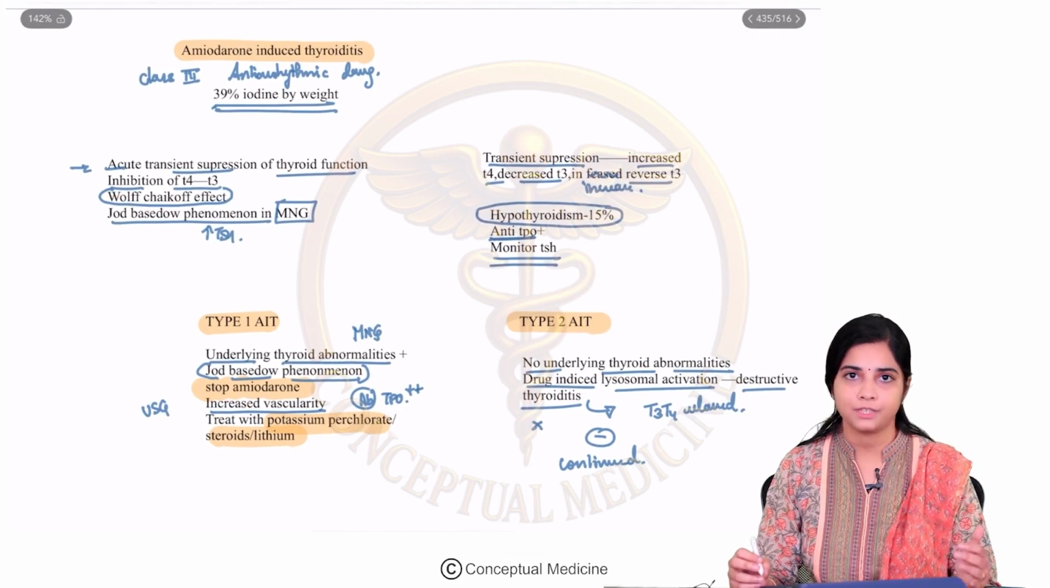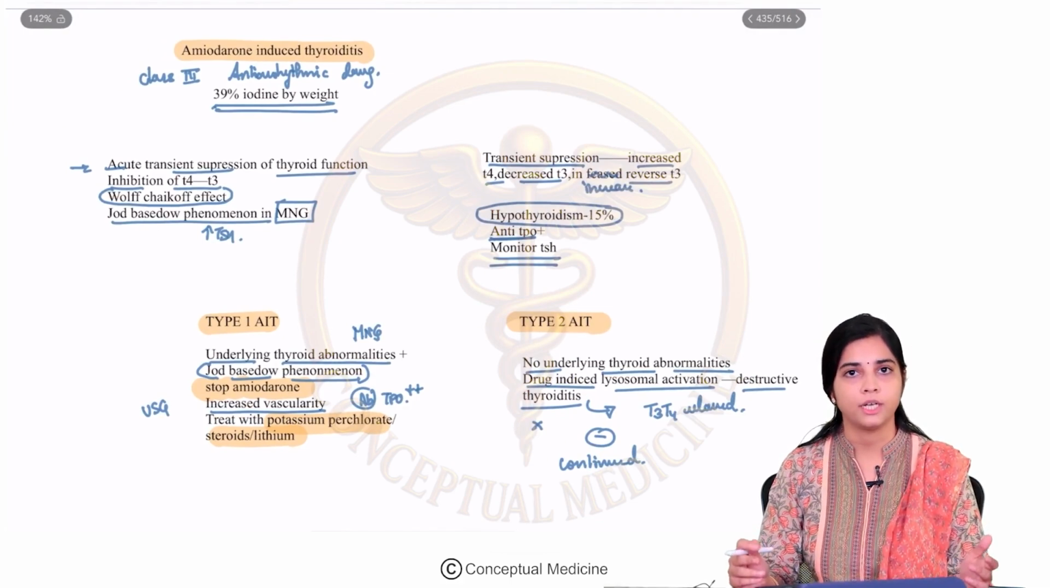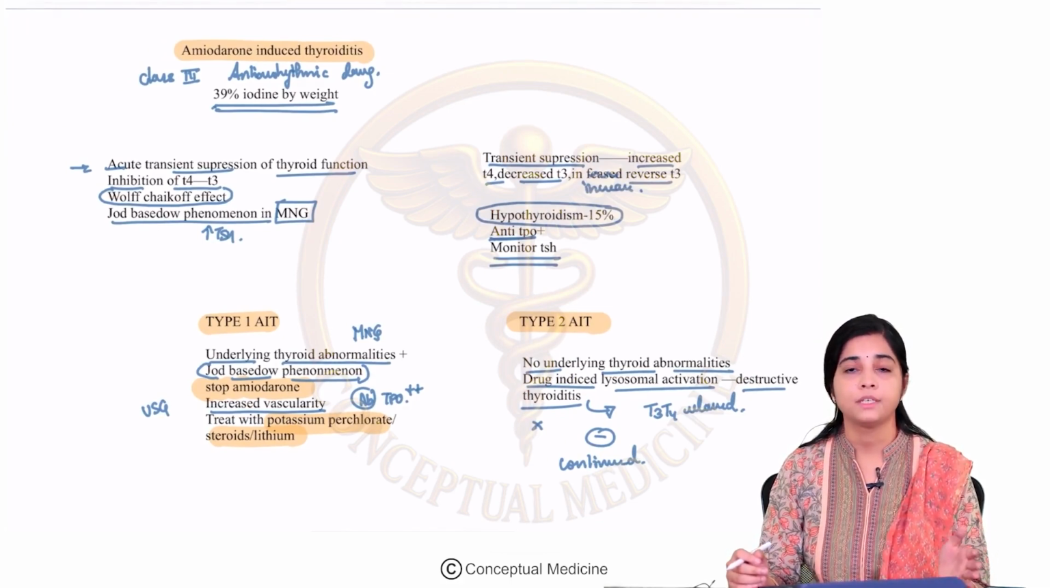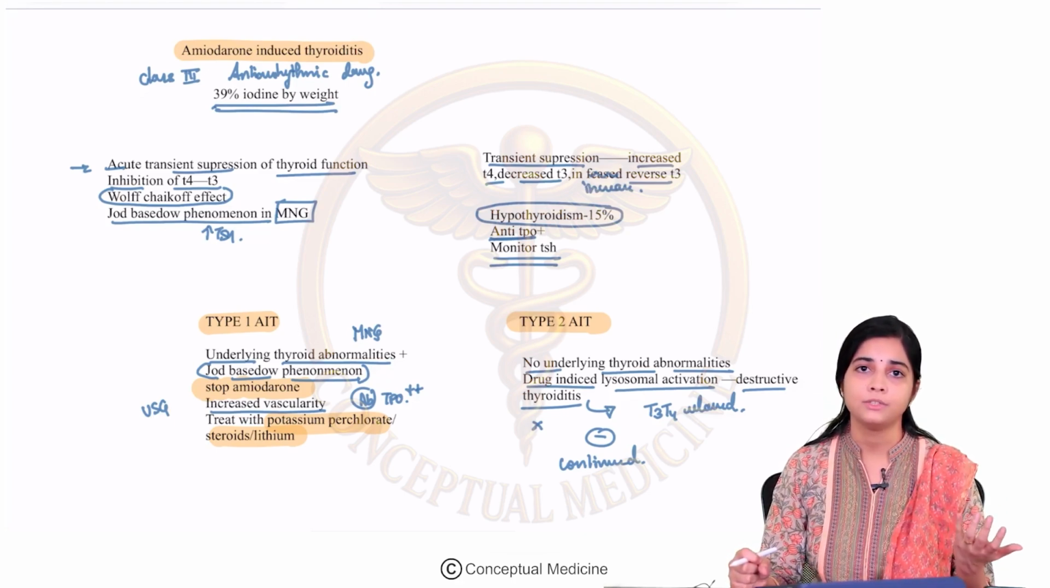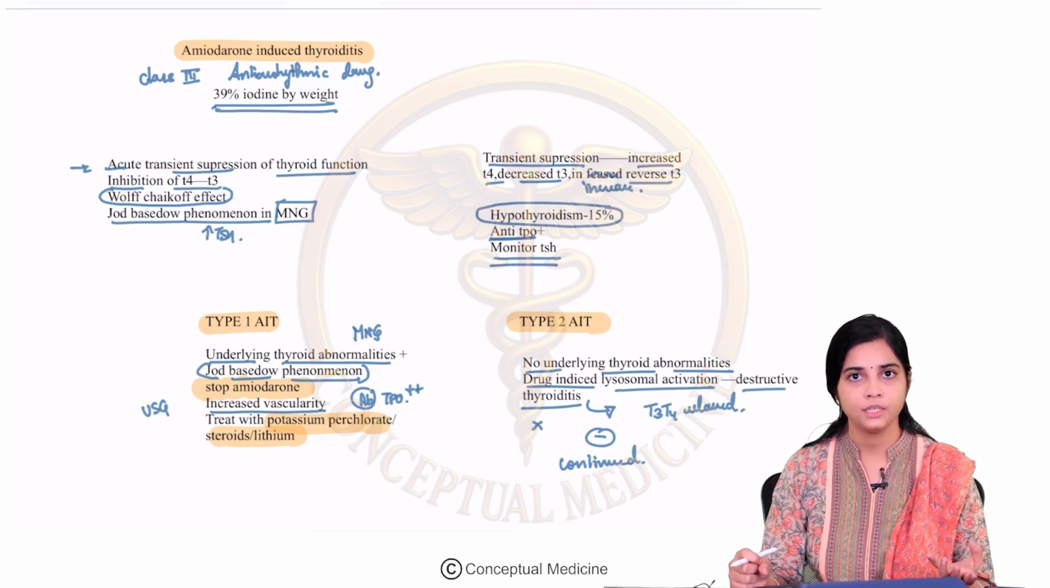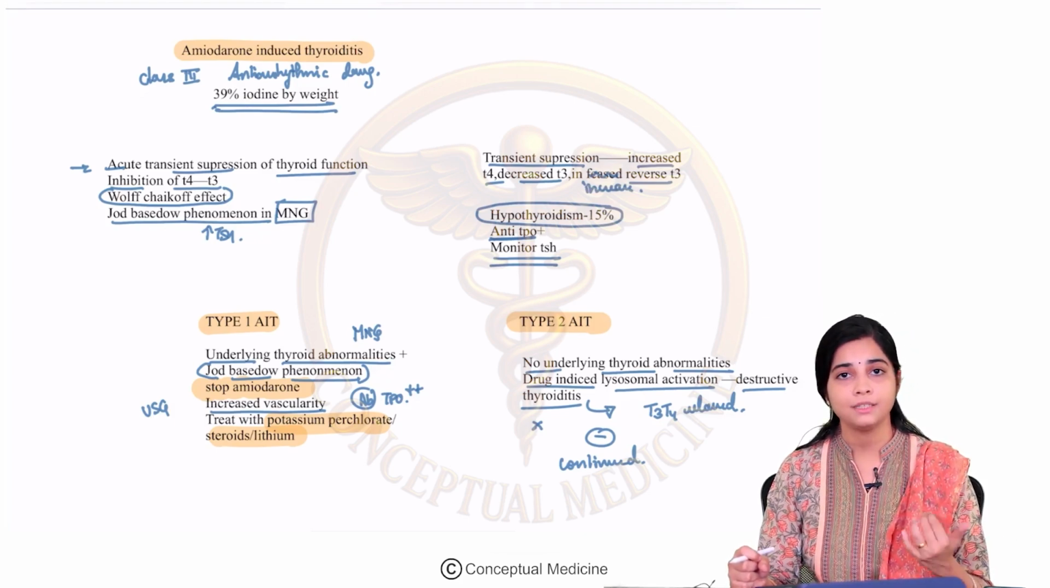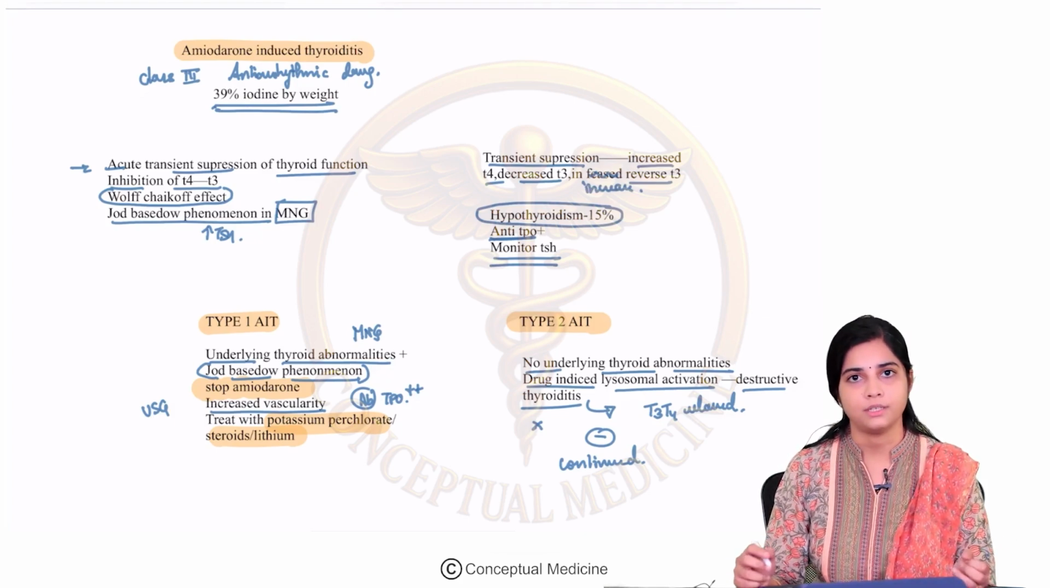With this, we have come to the end of our session on thyroiditis. What have we learned? We have learned what thyroiditis is and what the etiologies are. We have learned how to differentiate acute, subacute, and chronic, and the various types under that. We have learned amiodarone-induced thyroiditis as well.